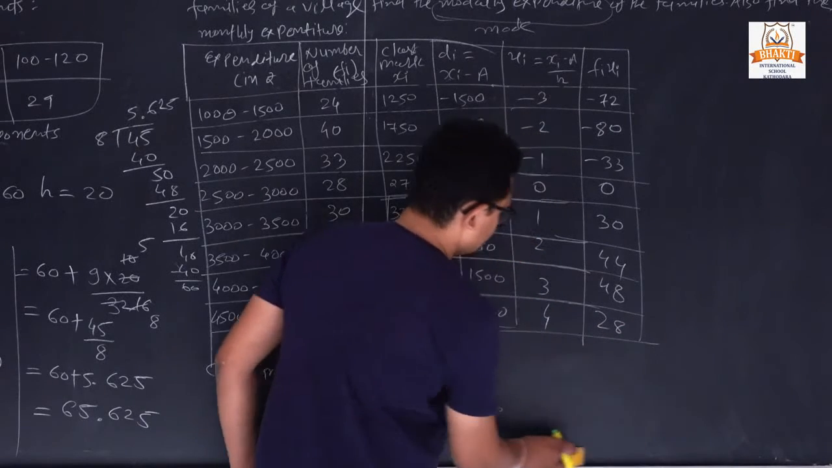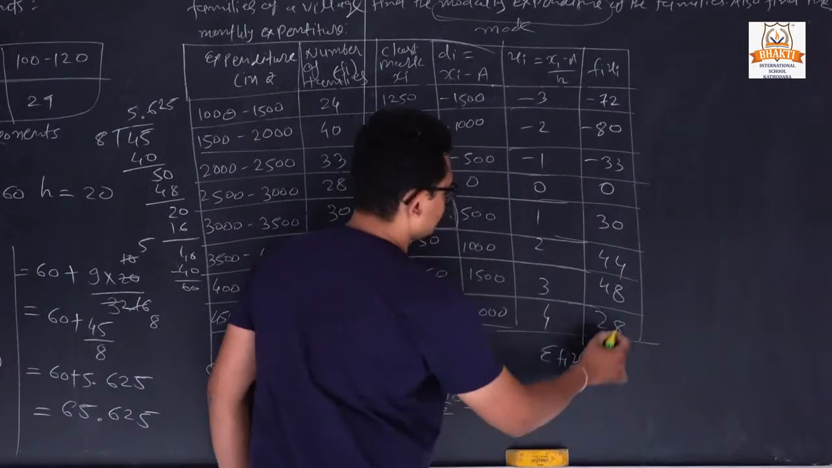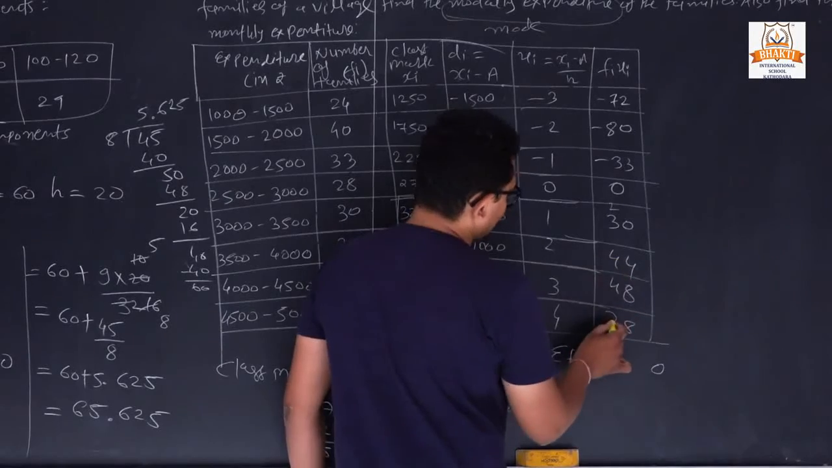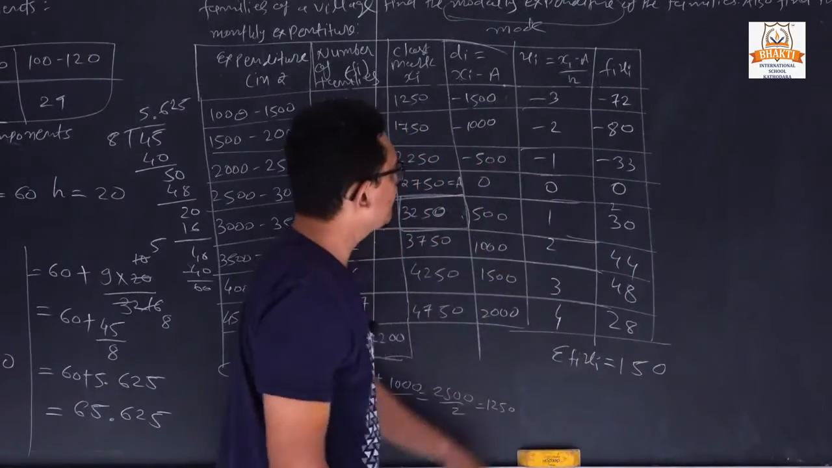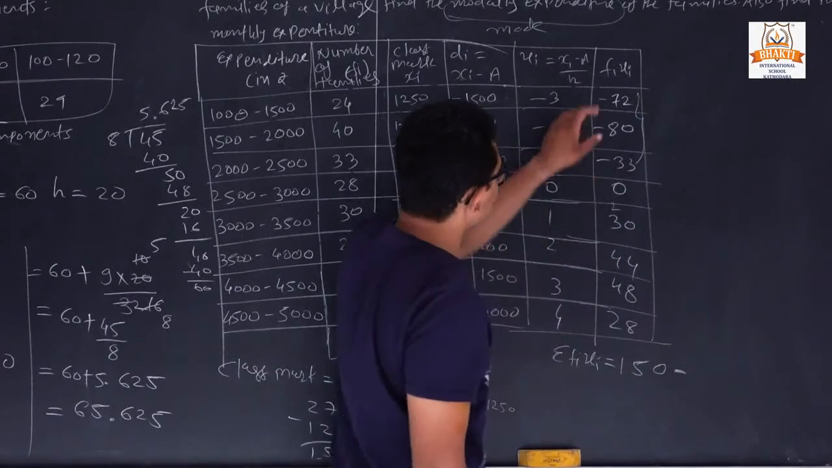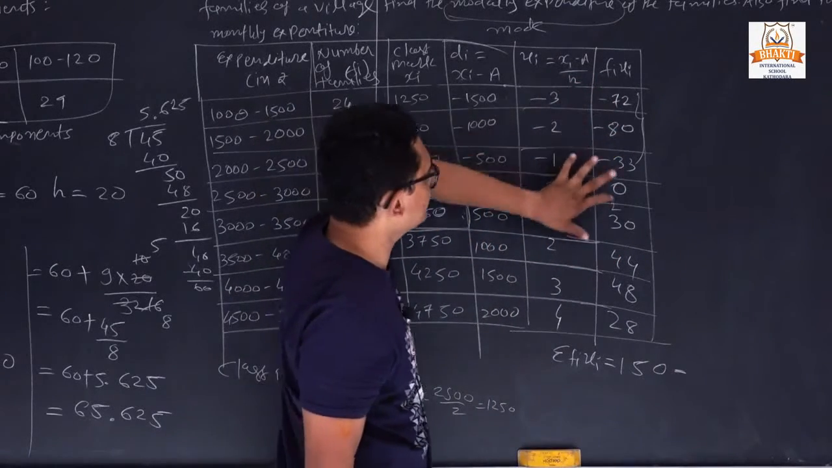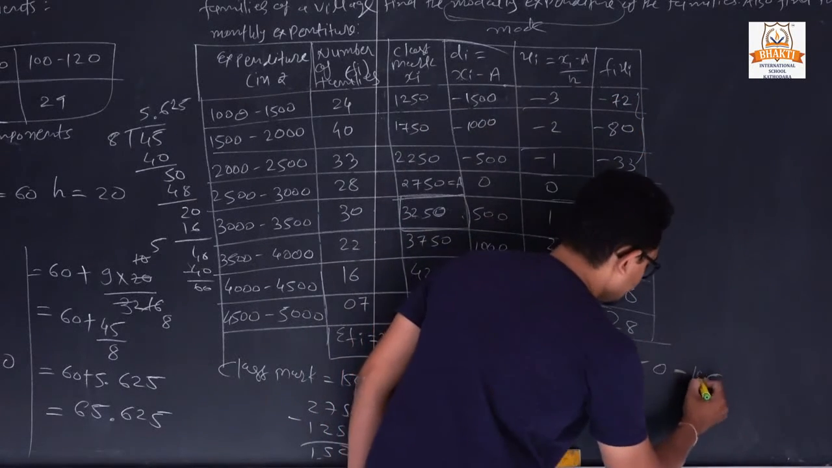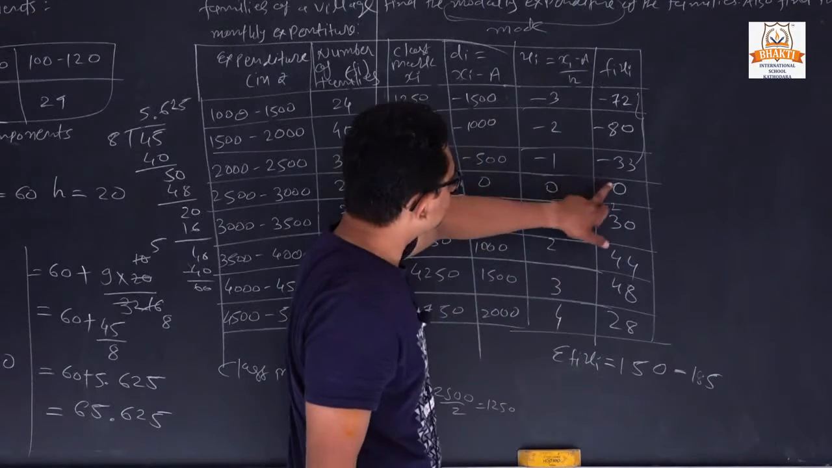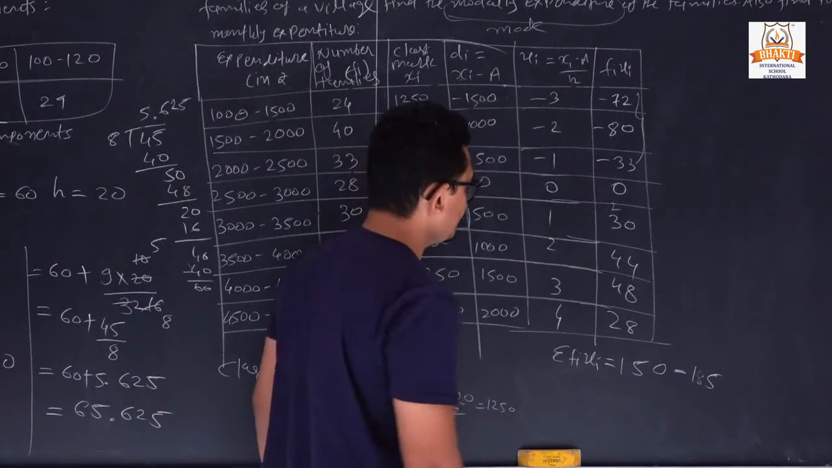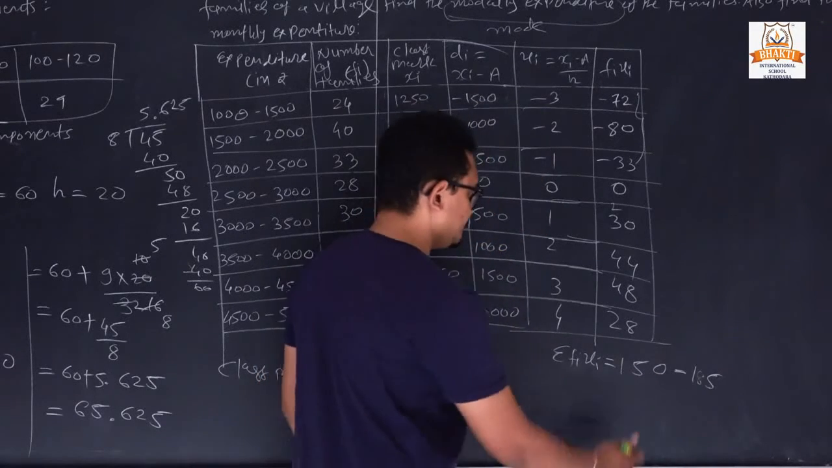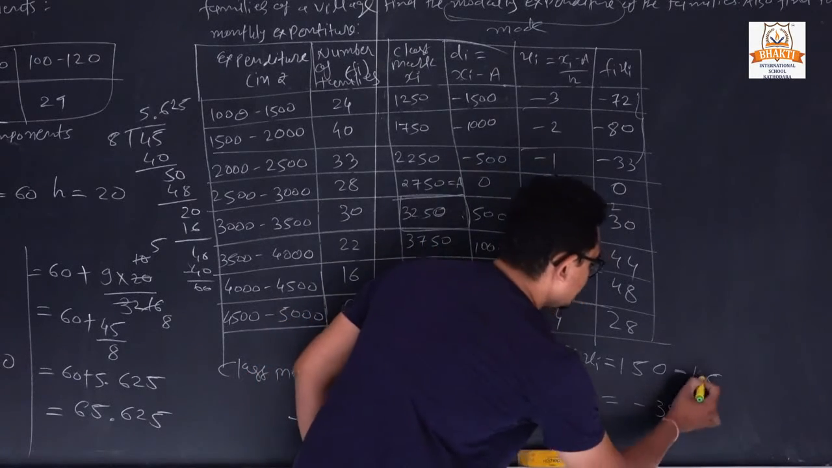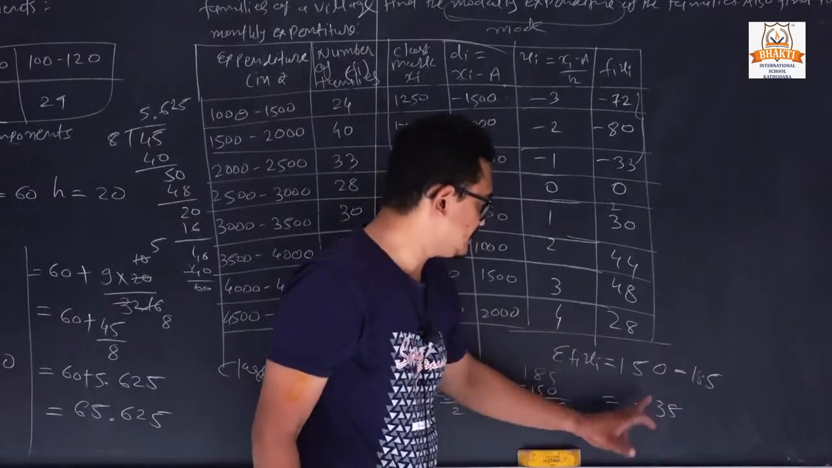Now last, sigma fi ui. So the summation of all the positive terms: 8 plus 8 is 16, 16 plus 4 is 20, so it is 150. Now the summation of the negative terms, because all these terms have the minus sign: 3 plus 2 is 5, 8 plus 7 is 15, 15 plus 3 is 18, so it is 185. Now 150 minus 185, so we subtract 150 from 185, so it is minus 35, because 185 is the greater number, so we use the minus sign.